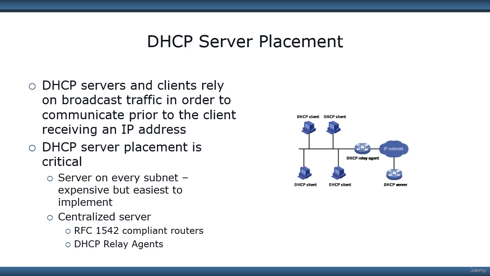DHCP relay agents function the same. It could be the same device. It could be another system that's just intercepting broadcast traffic and then forwarding it to a pre-configured DHCP server via unicast, so that it goes across the router. So anyway, just something to think about. Where they're placed is determined by whether or not broadcast can get to them.